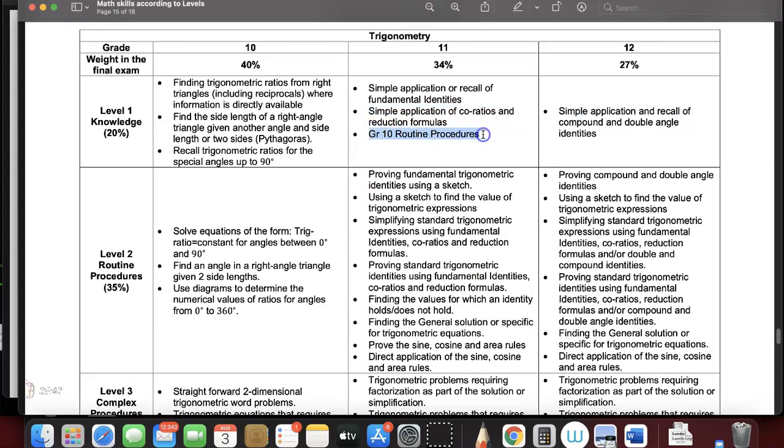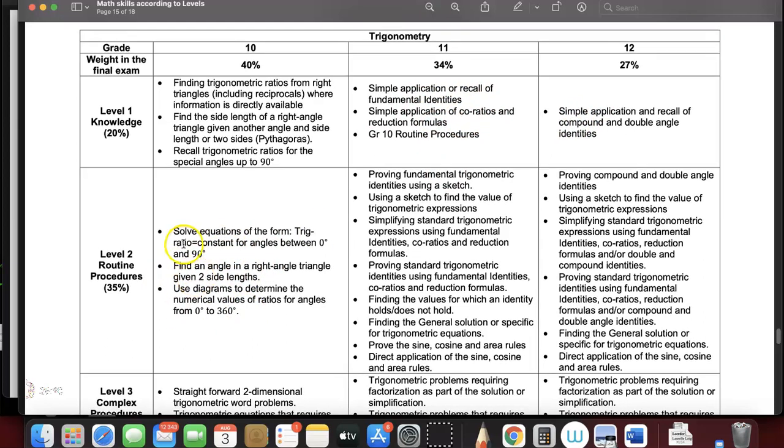Routine, grade 10 routine procedure. So in other words, all of these things, here you see level 2, all of these in grade 11 are level 1 questions, which means that you should be able to do in grade 11 what you could do in grade 10 at level 2, and obviously in grade 12, you should know that off by heart.